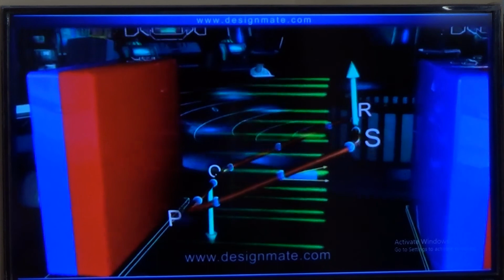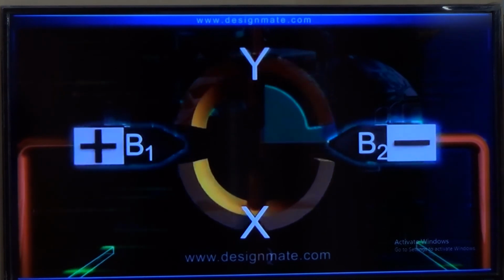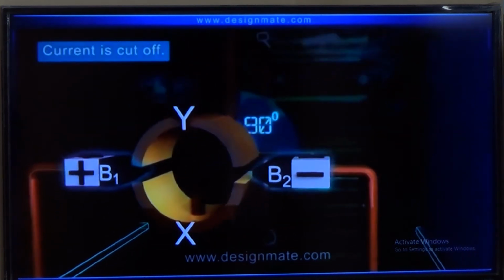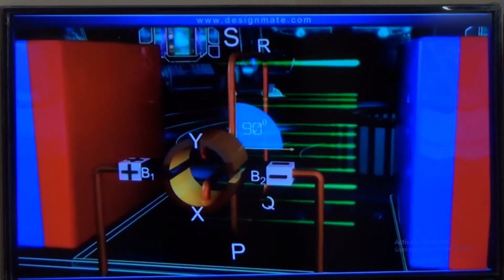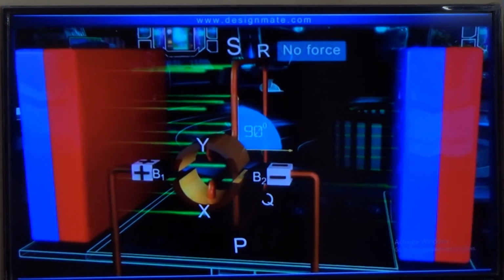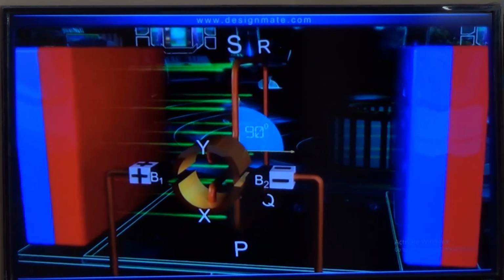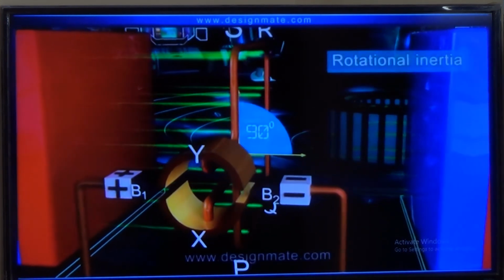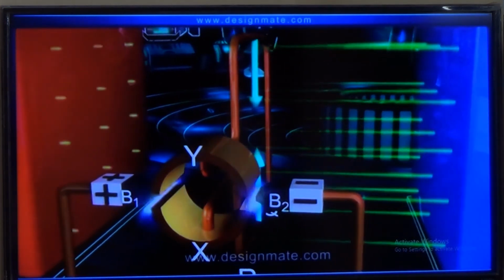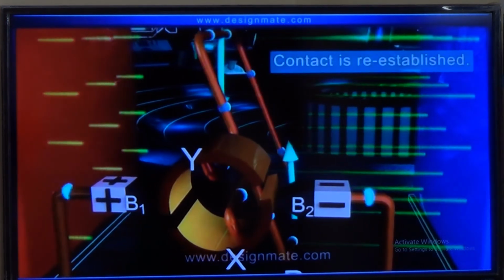Once the loop has rotated through 90 degrees, brushes B1 and B2 lose contact with the split ring and the current in the loop is cut off. In the absence of current, arms PQ and RS do not experience any force. This implies that the loop should not rotate anymore. However, due to rotational inertia, the loop continues to rotate a little further so that the contact is reestablished.